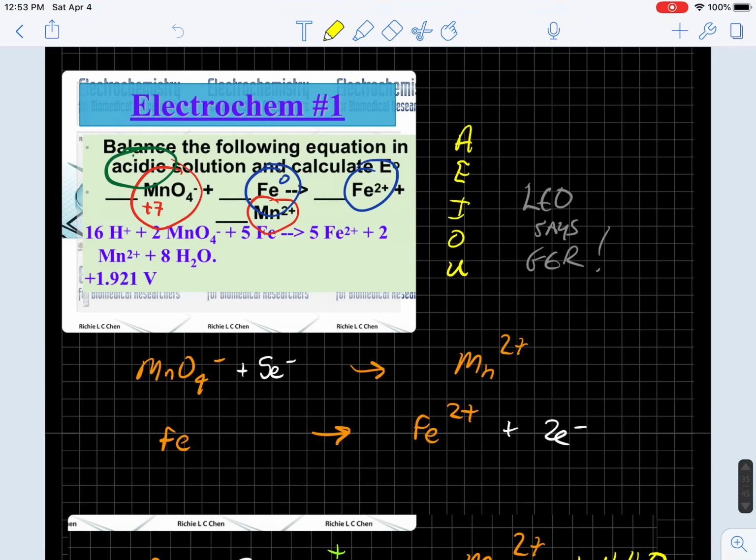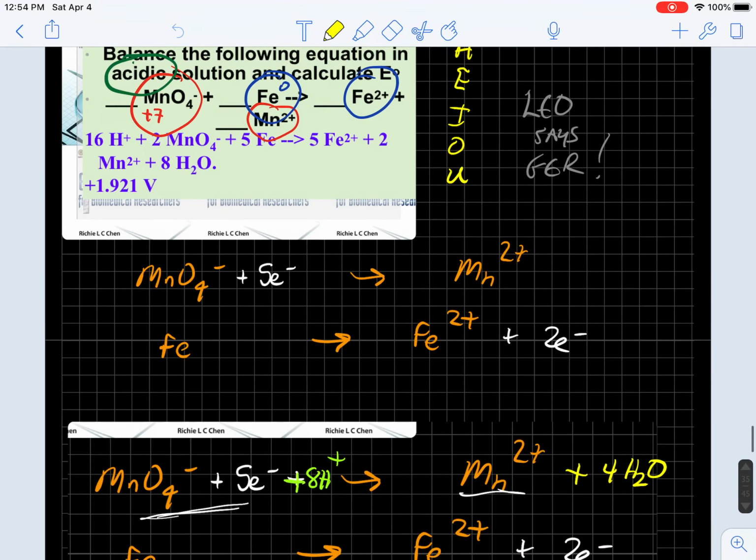So we use our LEO says GER, and when we oxidize, we lose electrons. When we reduce, we gain electrons. So for the reduction, permanganate becomes manganese 2+. Manganese goes from positive 7 down to positive 2, so that's 5 electrons transferred. And the iron is my oxidation. It goes from iron to iron 2+, so I add 2 electrons to my product side. Lose electrons during oxidation, gain electrons during reduction.